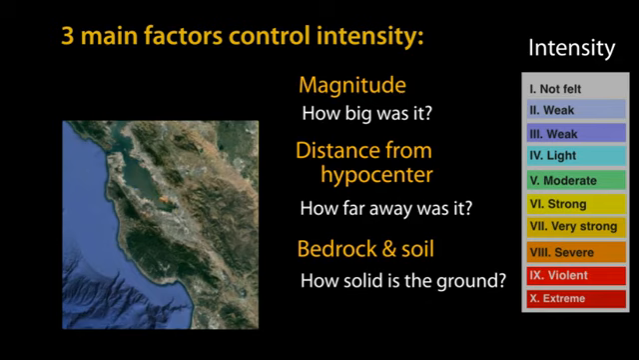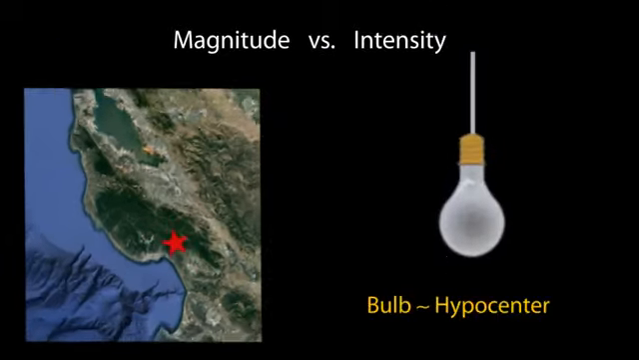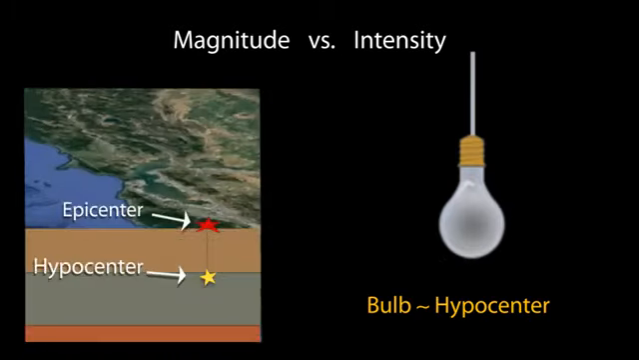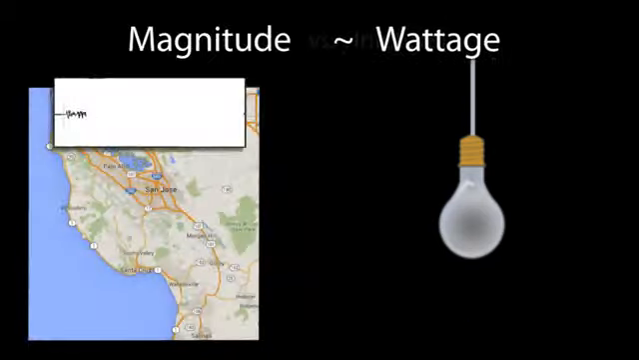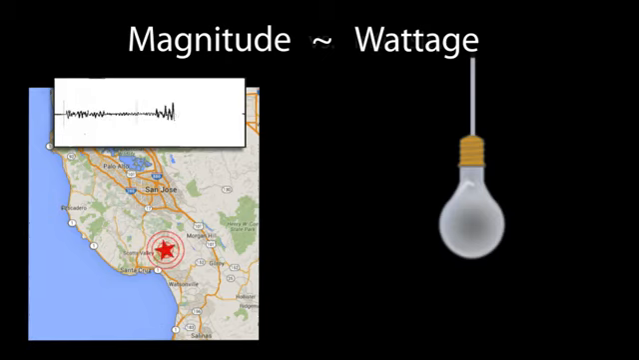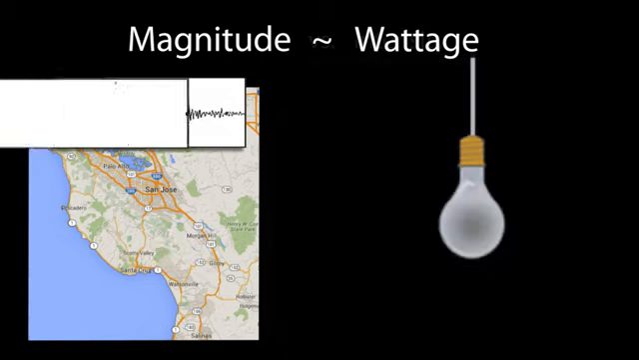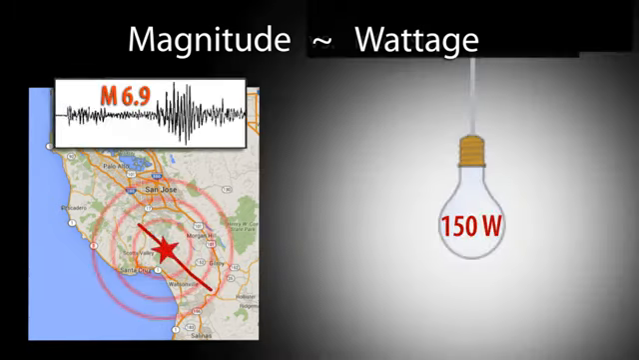Before we address each factor, let's clarify the difference between magnitude and intensity by comparing a light bulb to an earthquake. The light bulb represents the location within the Earth called the hypocenter, where the earthquake begins. The magnitude, or size of an earthquake, is like the wattage of a light bulb. Just as the wattage represents the amount of power of the light bulb, the magnitude is related to the total amount of energy released by the earthquake's source.